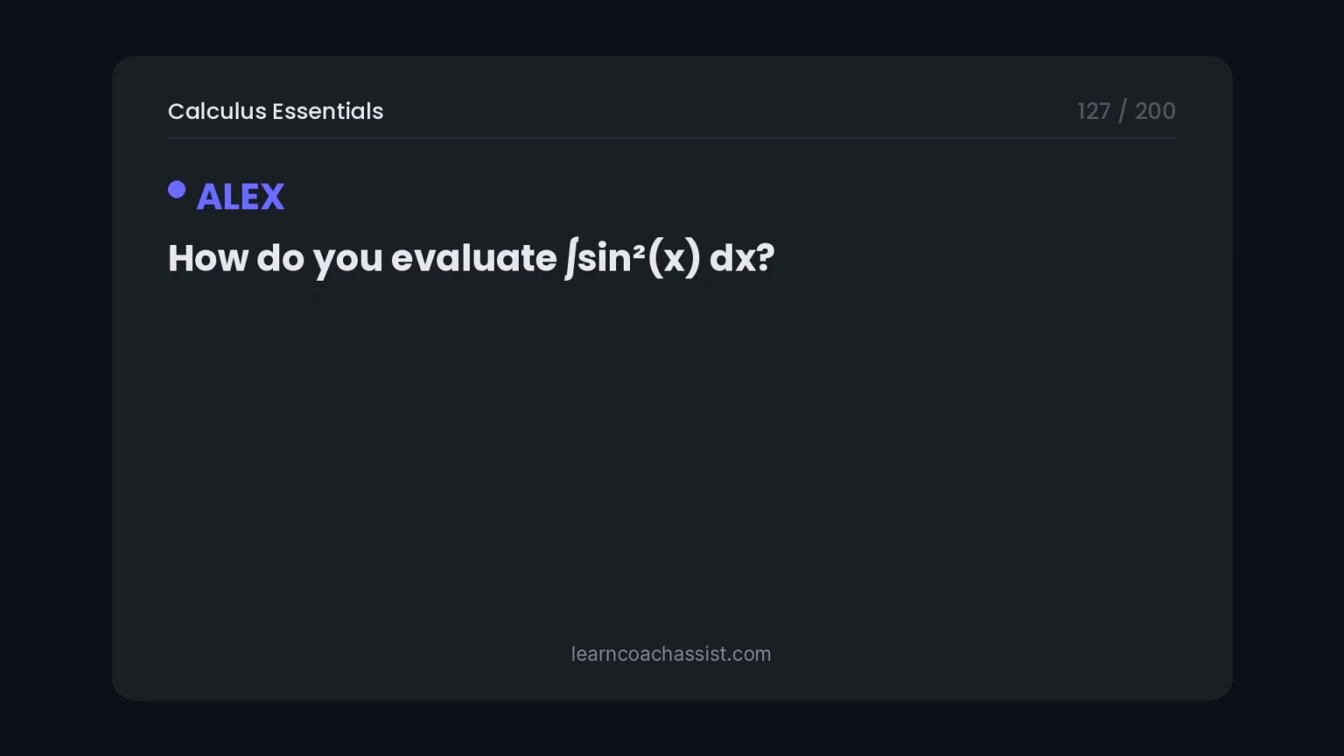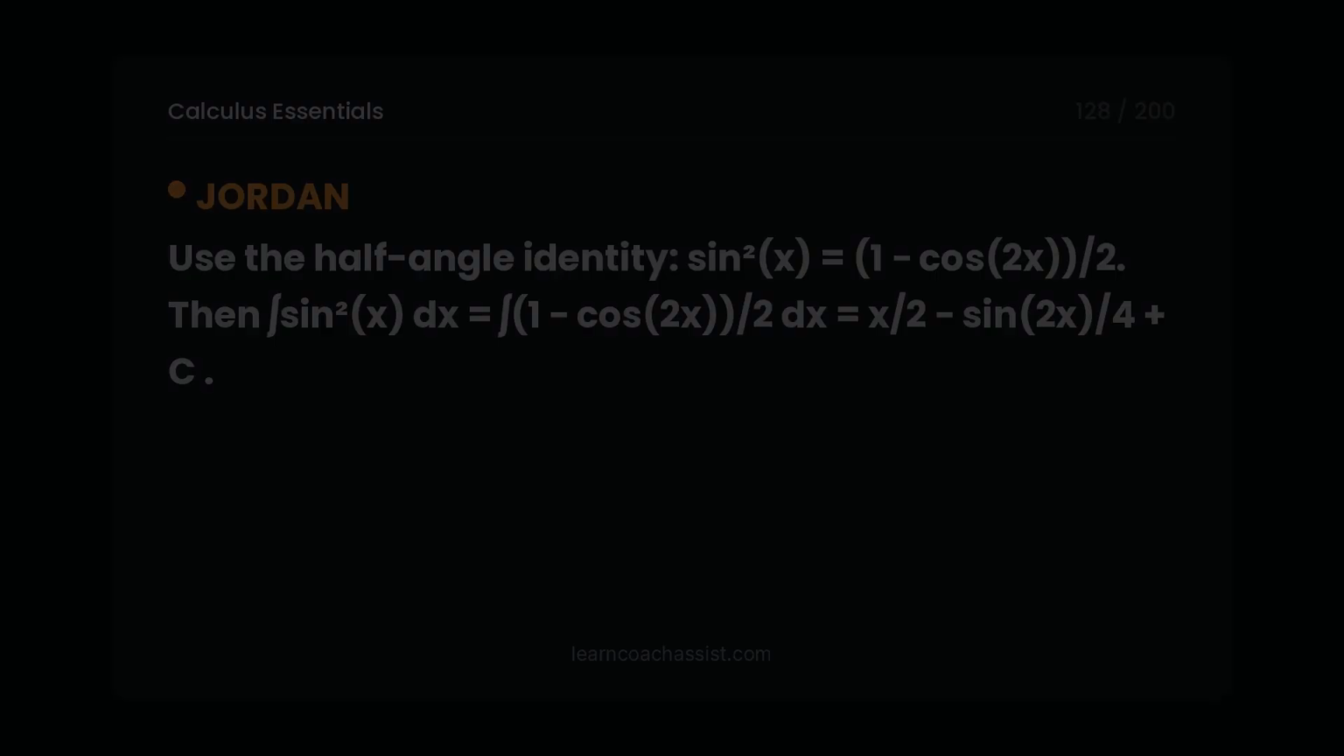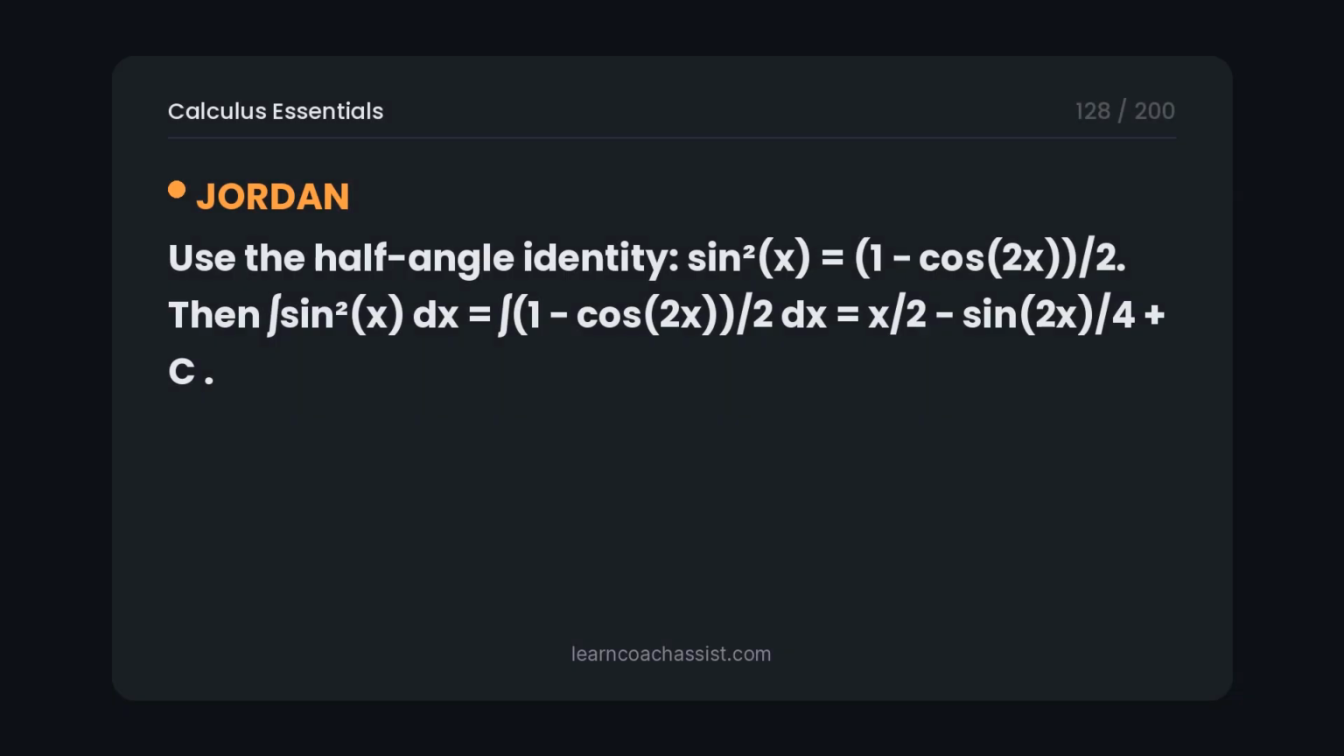How do you evaluate the integral of sin²x dx? Use the half-angle identity, sin²x = (1 − cos 2x)/2. Then the integral of sin²x dx equals the integral of (1 − cos 2x)/2 dx, which equals x/2 − sin(2x)/4 + C.